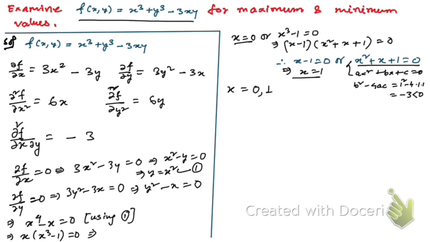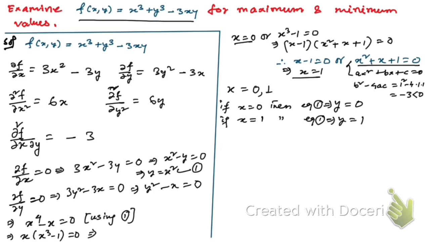Now if x is equal to 0, then from equation number 1, y is gonna be equal to 0 square, that is 0. And if x is equal to 1, then from equation number 1, what we're gonna get, y is equal to 1 square, that is equal to 1.